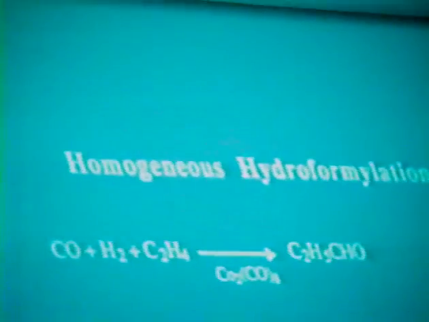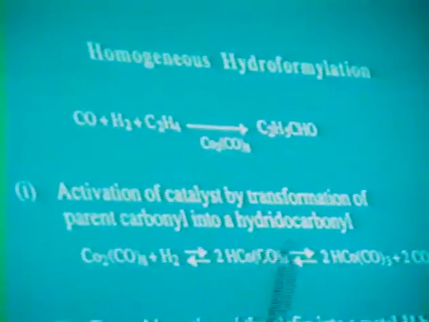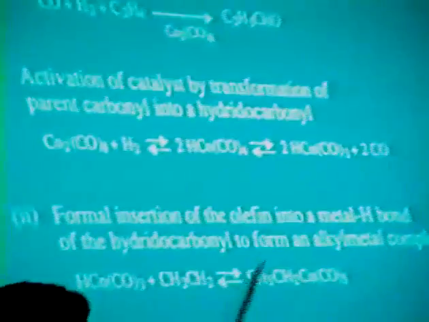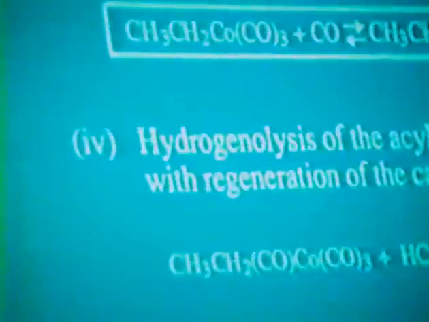The mechanism of this homogeneous hydroformylation can be described by four steps. The first step is the activation of the carbonyl to form the hydrido carbonyls. The second step is the formation of the alkyl metal complex. The third step is the insertion of CO to form the acyl complex. The last step is the hydrogenation of this acyl species to form the aldehyde and the regeneration of the initial parent species. This is the step we have been really interested in.